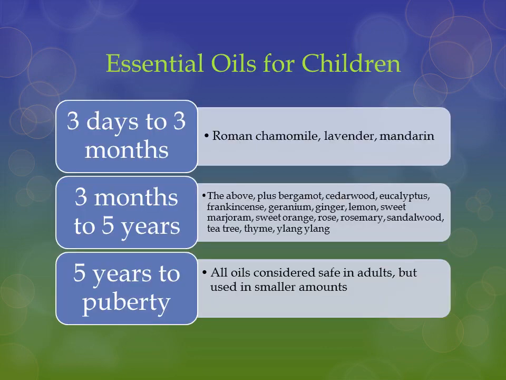As I said earlier, children can be very sensitive to essential oils, and sometimes essential oil can be overly stimulating to the respiratory tract or irritating to the skin. So generally, in young babies up to the age of 3 months, you only want to use Roman chamomile, lavender, and mandarin. And as the child gets older, you can start to incorporate more essential oils from the list.